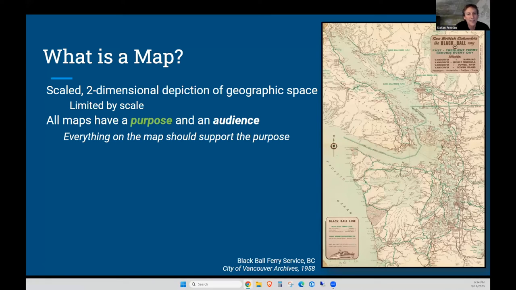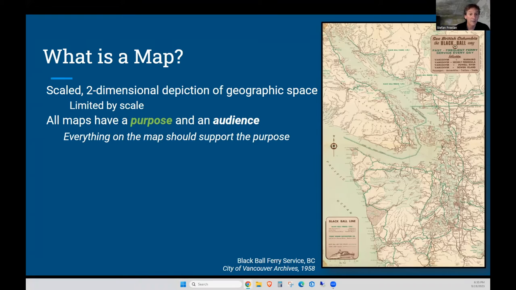I like this map here. This is a map of the Black Ball Ferry up in BC. It's from '58. Bert had found that this is the map he was looking for. It was very hard to find a map of the region. He could find plenty of maps of Washington, plenty of maps of British Columbia, but straddling the border, hard to find.